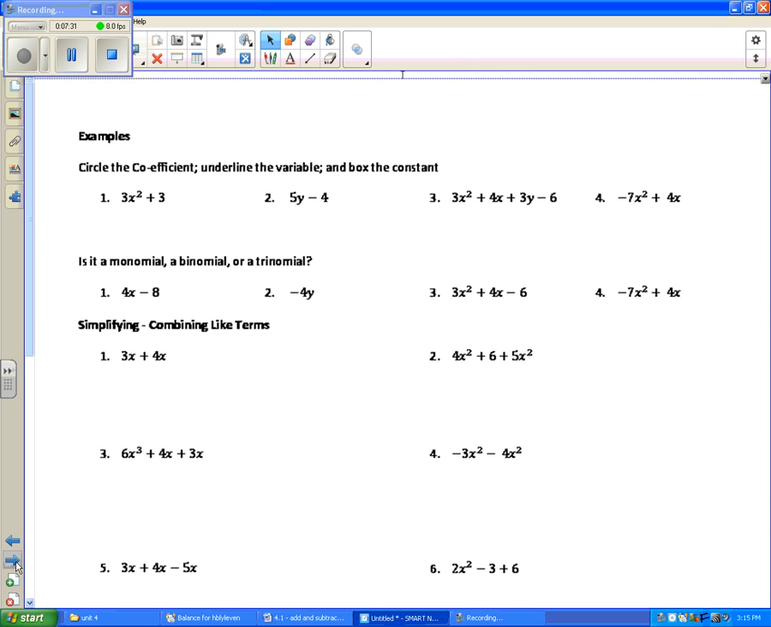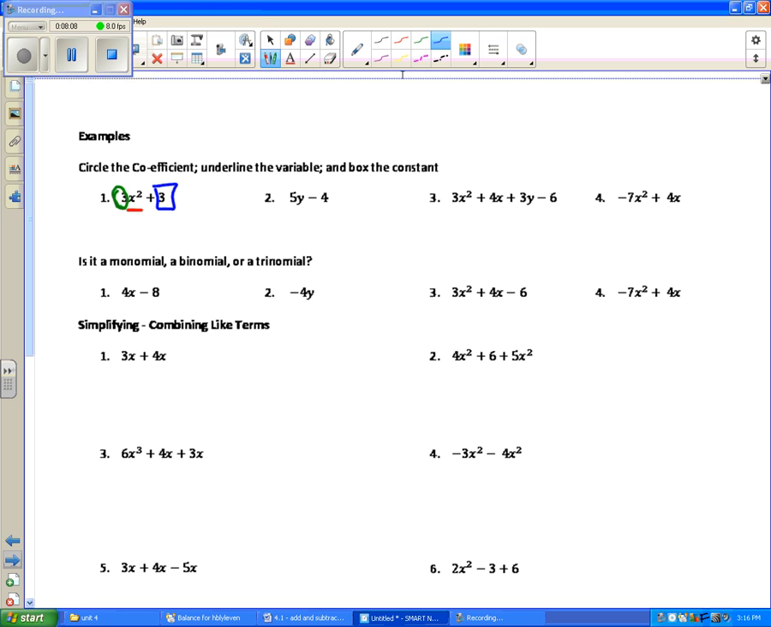Well, on the first couple, I'll do the first couple of examples with us, and then I'll have you do them. The first example says circle the coefficient, underline the variable, and box the constant. My coefficient, if we look back at our other sheet, is the number in front of the variable. In this case, it's 3. I want to circle the coefficient, so I'm circling the 3. I want to underline x squared because that's my variable.